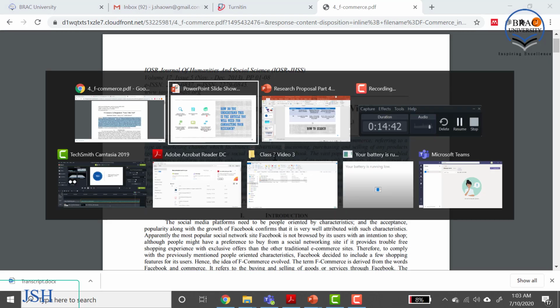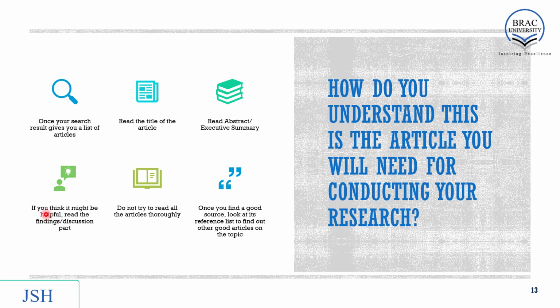Moving on to the presentation again. Next, if you think it might be helpful, read the findings or discussion part. You have read the title, you have read the abstract or executive summary. Now if you believe that the article might be really helpful, you start reading the main part of the article, what the article is saying. Now you start reading the article thoroughly. As I said earlier, do not try to read all the articles thoroughly. It's not a good strategy.